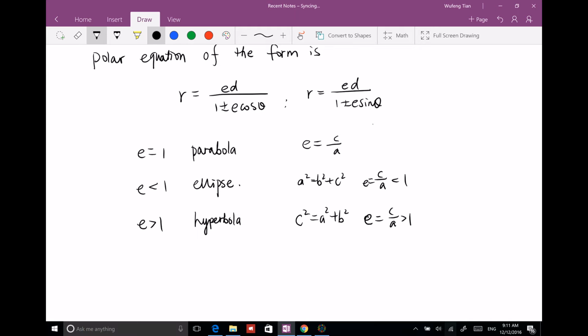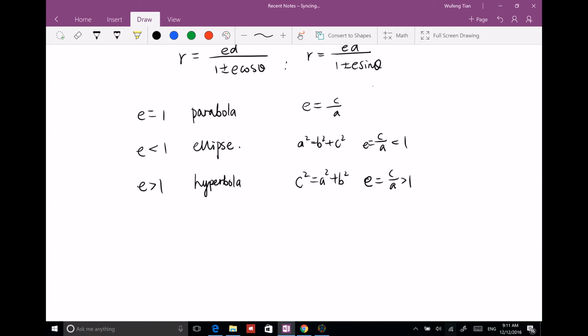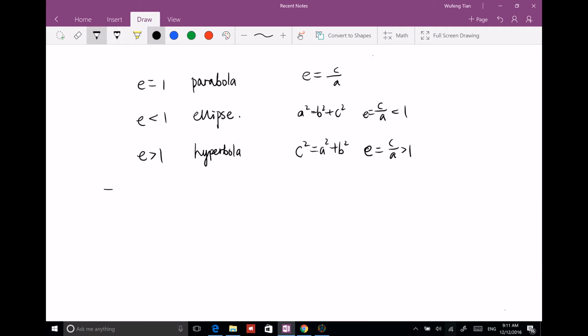Okay, so we're going to look at more examples. In the previous class, we sketched the graph for r equals 15 over 3 minus 2 cosine theta, right? Next one, sketch the graph. Example: r equals 1 over 1 minus cosine theta.